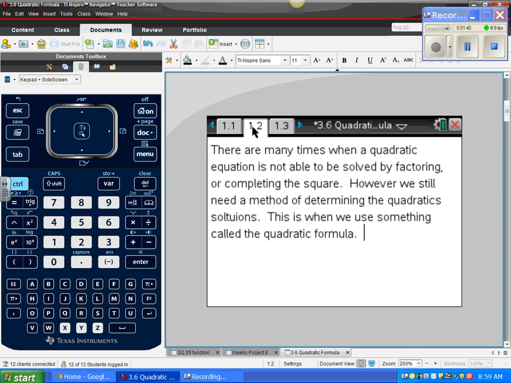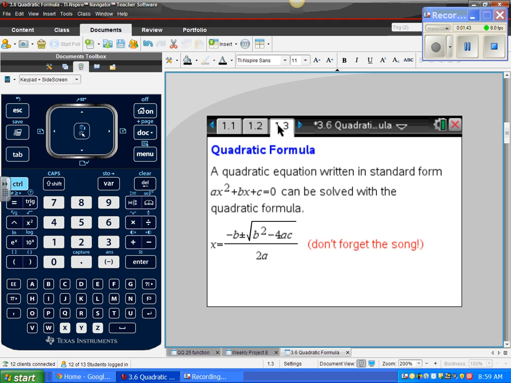Okay, so when we have our quadratic equation in standard form, ax squared plus bx plus c equals 0, we can use this very, very beautiful formula. See it? Isn't it beautiful? I'm going to sing it to you, and then you're going to sing it to me. Are you ready? X equals negative b plus or minus the square root of b squared minus 4ac all over 2a.